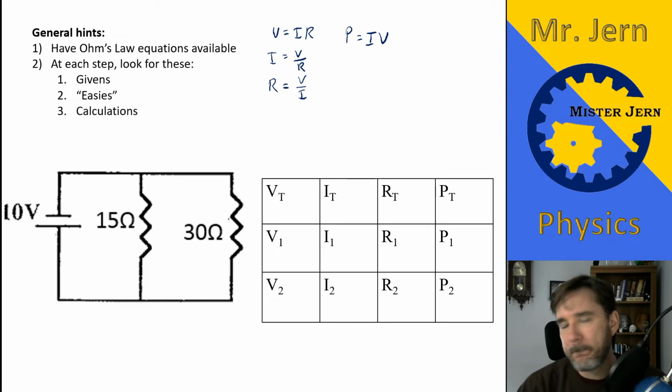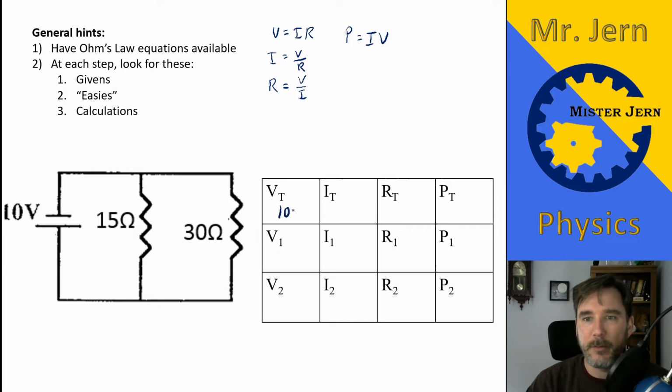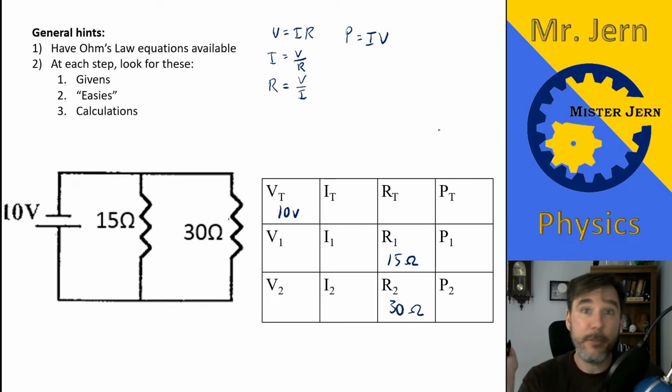So what do we do here? Well, same thing as last time. Look for any givens first, and there are 3 givens, so I'm going to fill those out. We got 10 volts for our total, 10 volts across the battery. So the battery is raising the voltage, raising the energy level, 10 volts. Then we have 2 resistors, the 15 ohm resistor and a 30 ohm resistor. Those are the 3 givens.